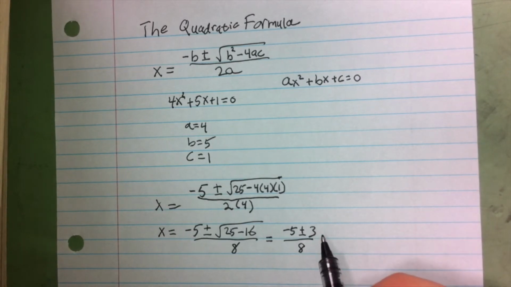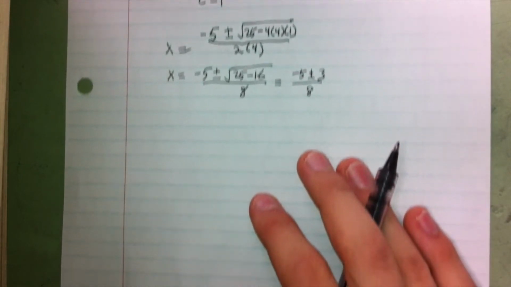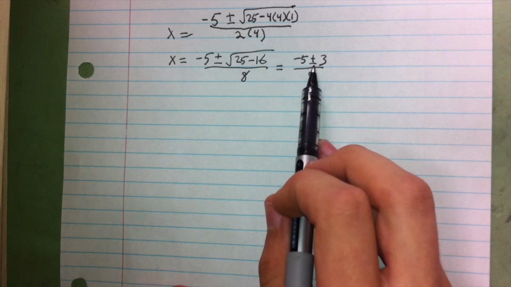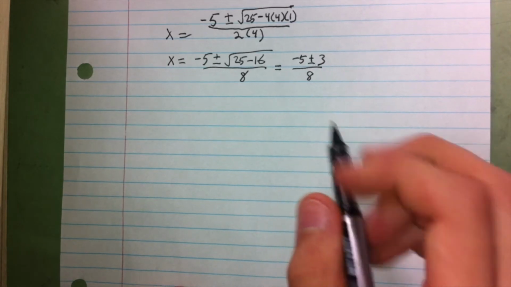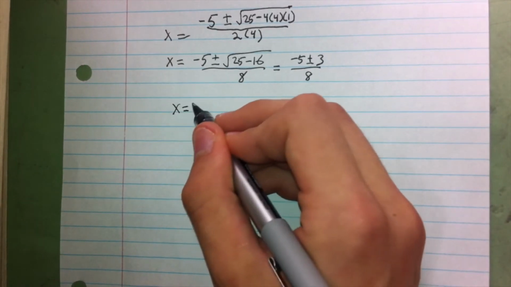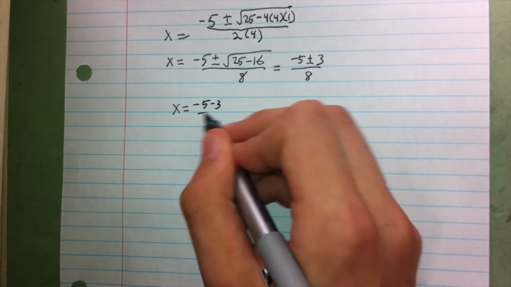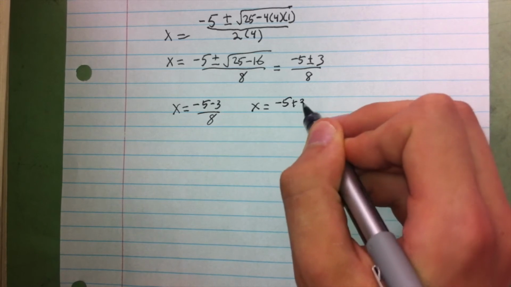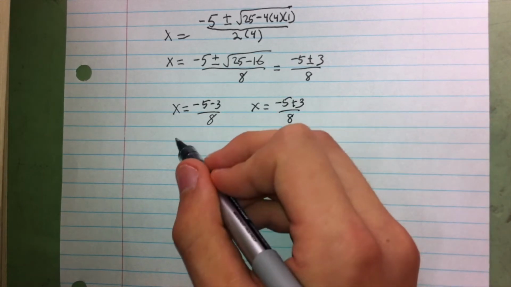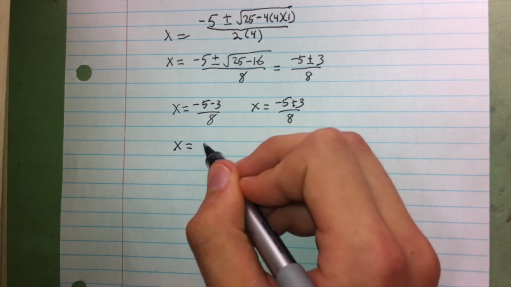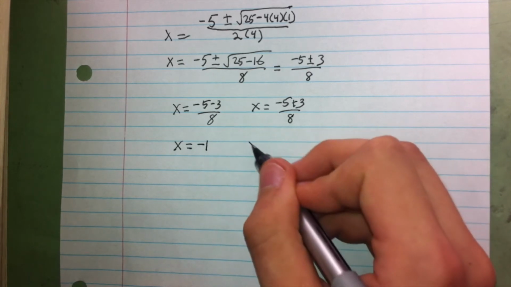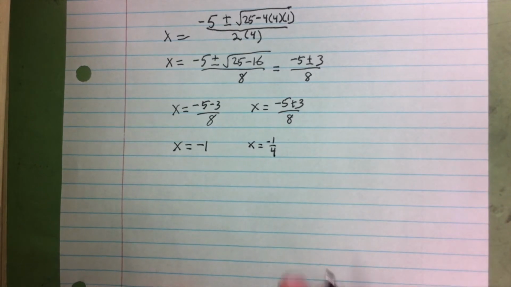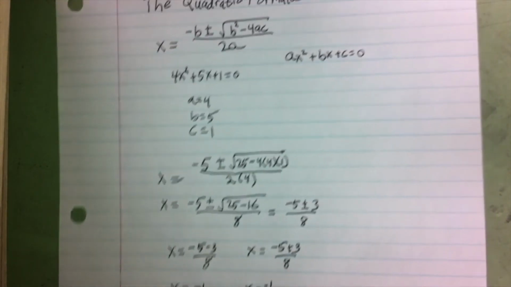And so at this point, we're going to break it up into two separate expressions, one in which we're adding these two numbers and one in which we're subtracting these two numbers. And so we have x is going to be equal to negative 5 minus 3 over 8, and x is equal to negative 5 plus 3 over 8. And so we have x equals negative 1 and x equals negative 1/4. And so that is the solution to this example problem.